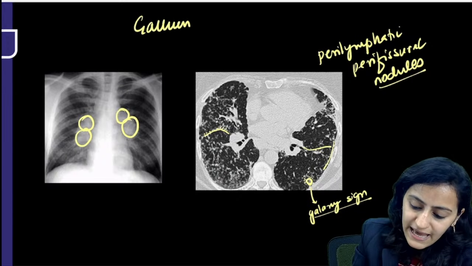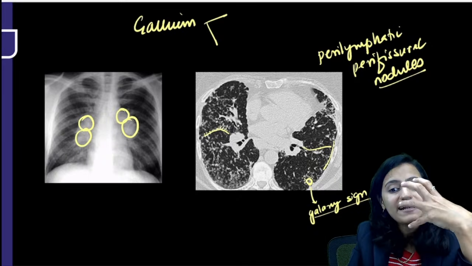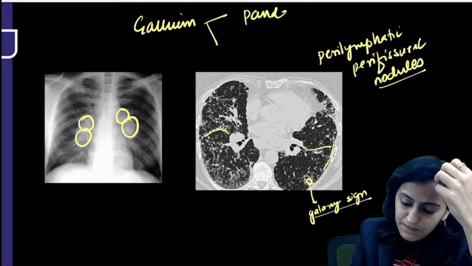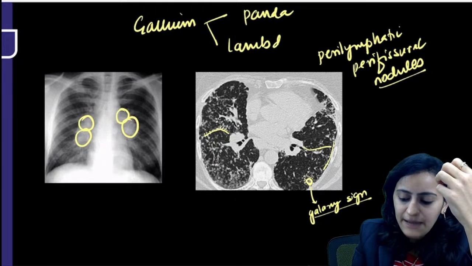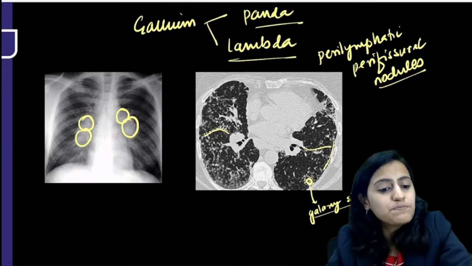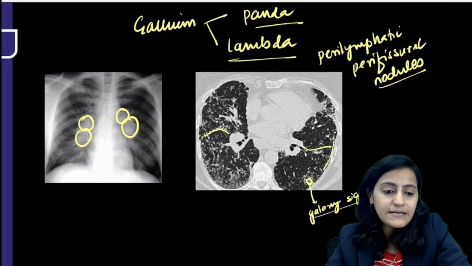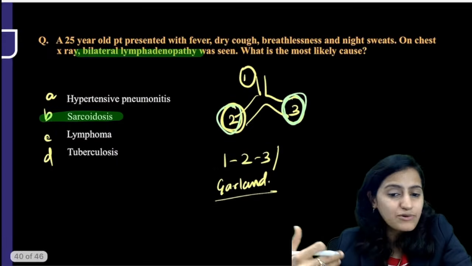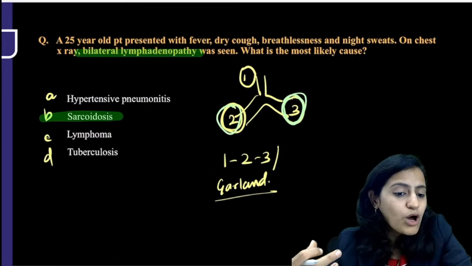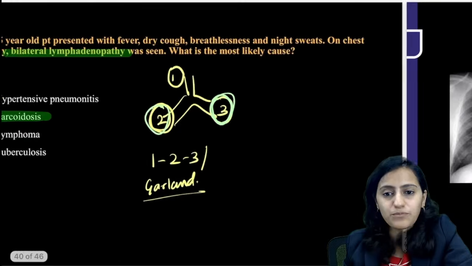The gallium scan can show the panda sign and the lambda sign. Pawnbroker sign is the same, right? The 1, 2, 3 Garland sign is also called the pawnbroker sign.